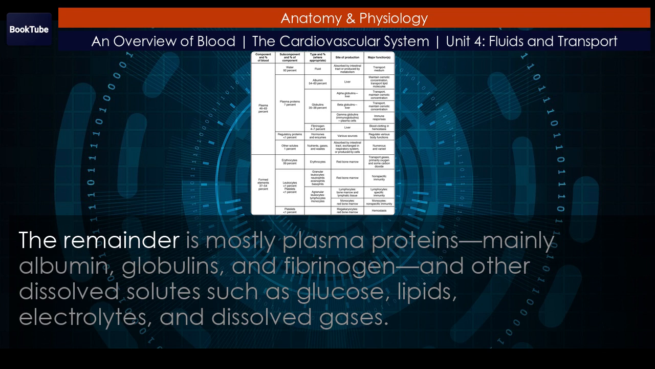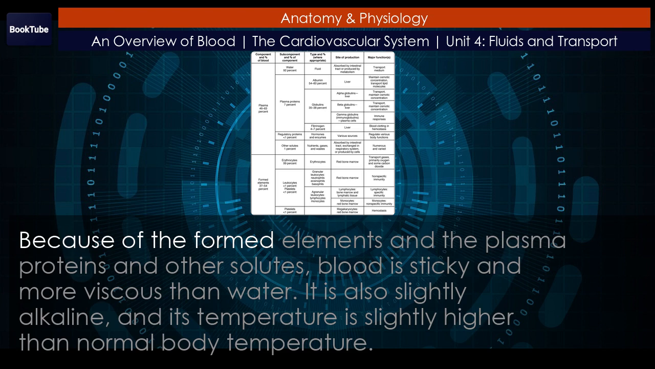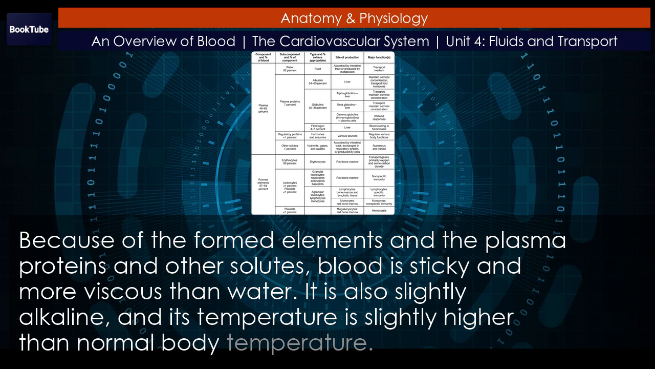The remainder is mostly plasma proteins, mainly albumin, globulins, and fibrinogen, and other dissolved solutes such as glucose, lipids, electrolytes, and dissolved gases. Because of the formed elements and the plasma proteins and other solutes, blood is sticky and more viscous than water. It is also slightly alkaline, and its temperature is slightly higher than normal body temperature.